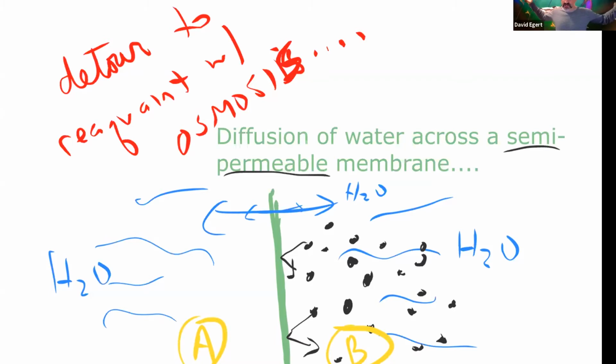If there was no membrane there, what would happen? The solute would diffuse. The solute would go from where there's a high concentration of solute to where there's a low concentration of solute. It would go from side B to side A. That's what it wants to do, but it can't because there's a membrane that blocks it. If there was no membrane, the solute would diffuse from B to A because that's its diffusion gradient, but it's trapped. So instead, what's going to happen is we have this imbalance of water.